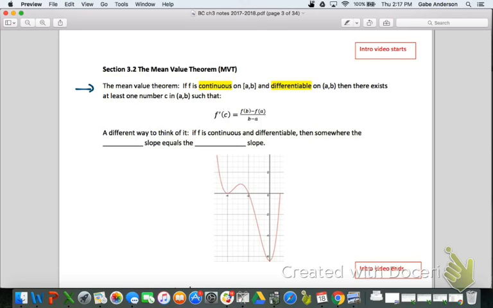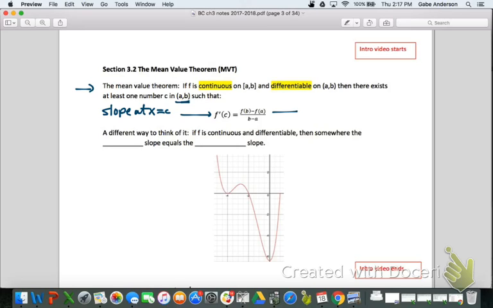If f is continuous on a closed interval and differentiable on the open interval from a to b, then there exists at least one number c in the open interval such that this is true. So we're going to break this down a little bit. f prime of c, that would be, of course, the derivative of f evaluated at c. So I'm going to say something like the slope at x equals c. So the slope of maybe some curve when x is equal to c.